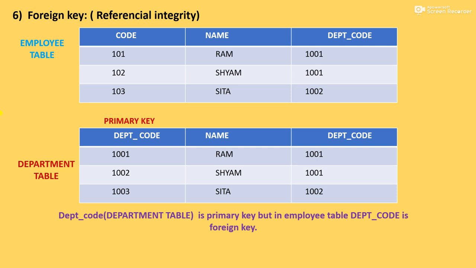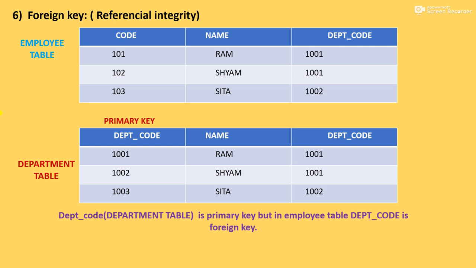Now the next very important constraint is the foreign key. First we discussed the primary key, and next is the foreign key. Now you can see foreign key basically depends upon two tables, students. The first table is the employee table, and the next is the department table. Now you can see department code in the department table is a primary key. But in the employee table, the same department code works as a foreign key. You can see department code is in the employee table also, students. So the department code of the department table is a primary key, but in the employee table the department code works as a foreign key. Now you can see the values are the same.